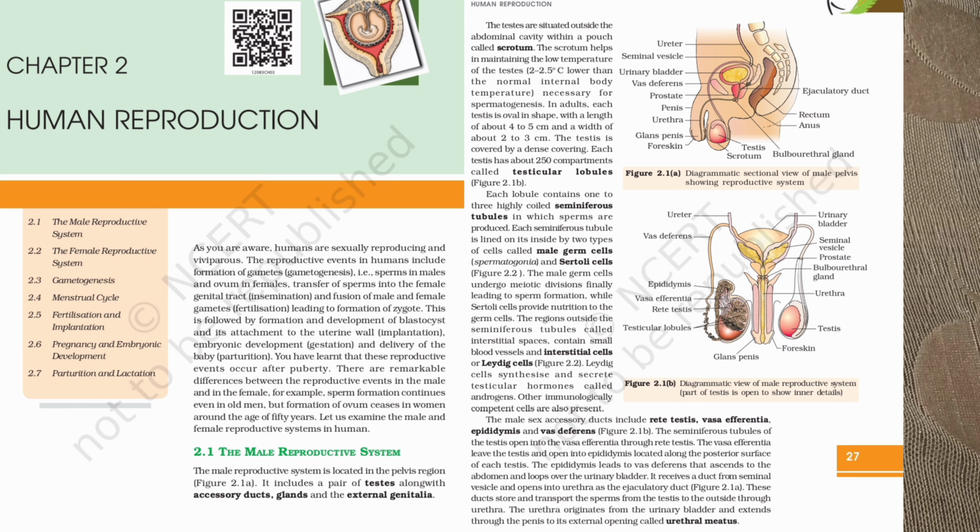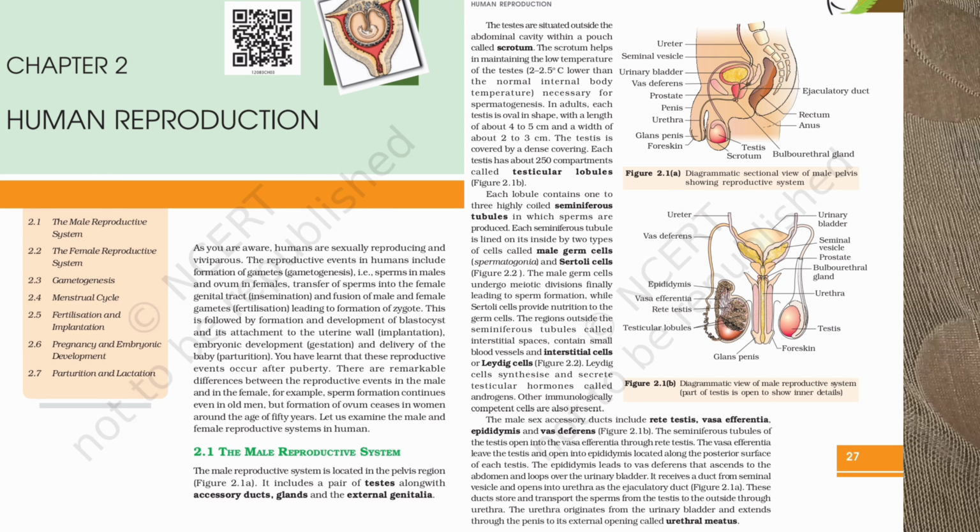So here we are starting with a new chapter, chapter 3, human reproduction. As you are aware, humans are sexually reproducing and viviparous. The reproductive events in humans include gametogenesis, formation of sperm in males and ovum in females, transfer of sperms into the female genital tract, insemination, and fusion of male and female gametes, fertilization, leading to formation of zygote. This is followed by formation and development of blastocyst and its attachment to the uterine wall, implantation, embryonic development, gestation, and delivery of the baby, parturition.